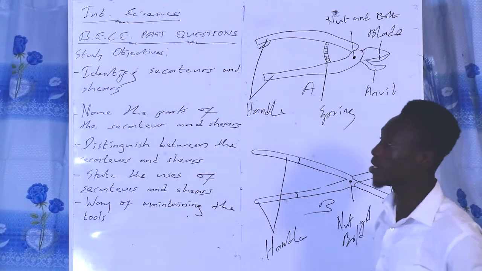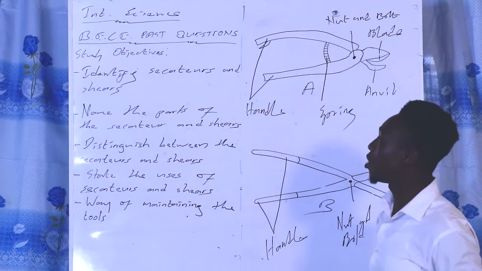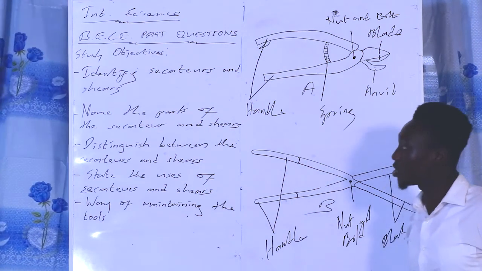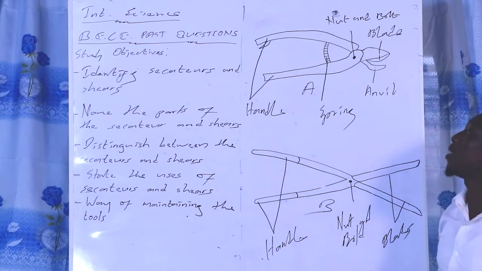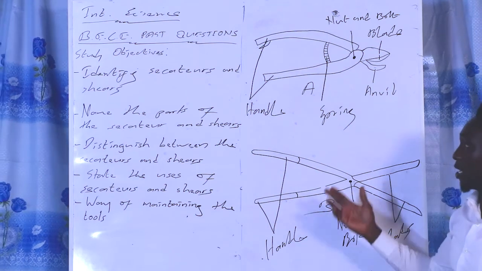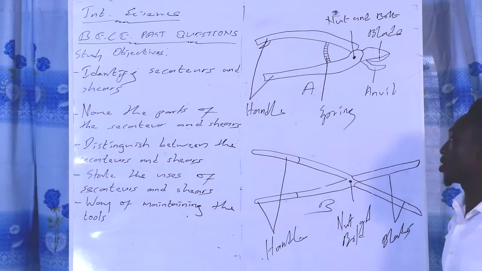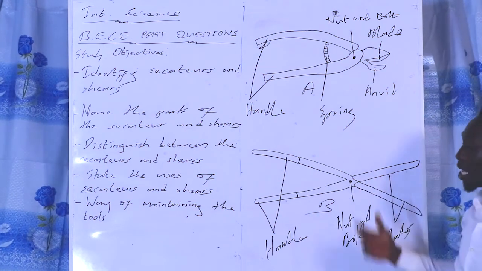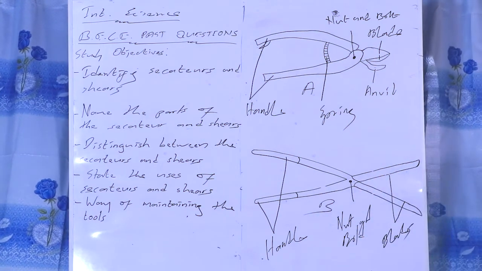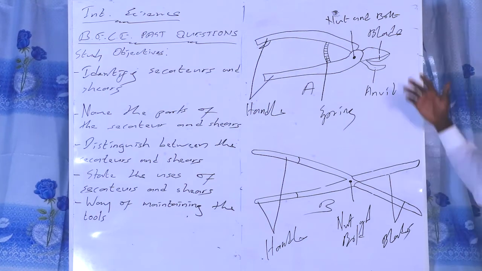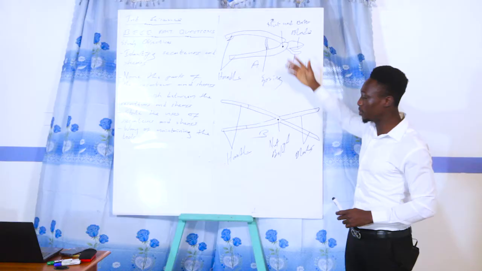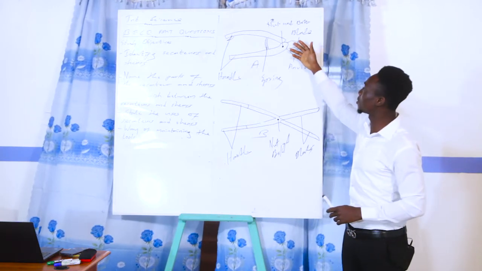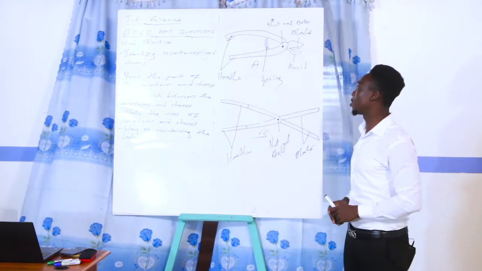So from this, it should be able to satisfy our first objective. So we have been able to exhaust our first objective. The next one is name the parts of the secateurs, and I've done that already. Then the parts of the shears as well. Then distinguish between the secateurs and the shears. I've done that too. I made mention of the length of the blade, so short in length, then wide or longer in length, then single blade, two blades.